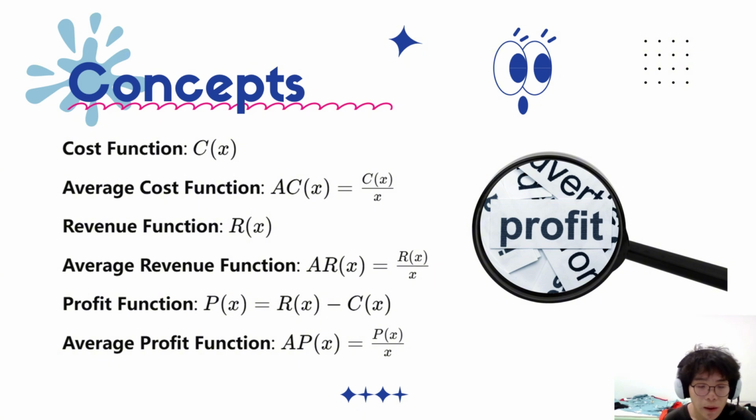And as for the profit function, P(x) equals the revenue minus cost, R(x) minus C(x), and we can get the average profit function AP(x) equals P(x) divided by x.